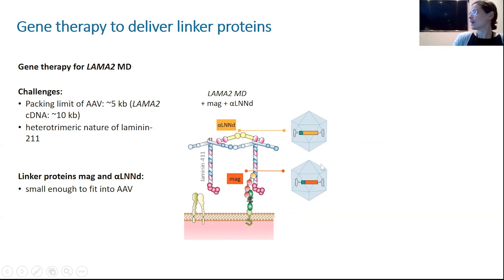So we produce these vehicles, and what we currently do is we then inject this into the mice, and then we analyze how much this improves the muscle dystrophy of these mice.